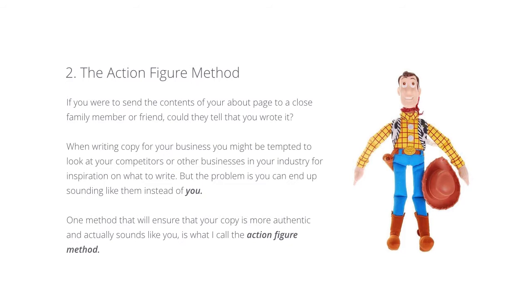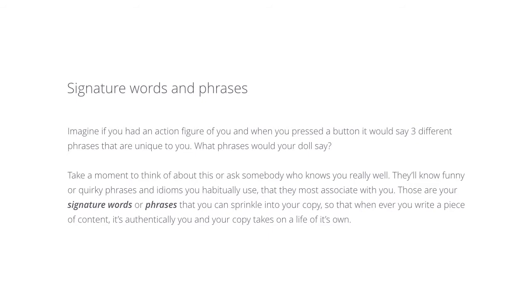One method that will ensure that your copy is more authentic and actually sounds like you is what I call the action figure method. Signature words and phrases. Imagine if you had an action figure of you, and when you pressed the button, it would say 3 different phrases that were unique to you. What phrases would your action figure say?